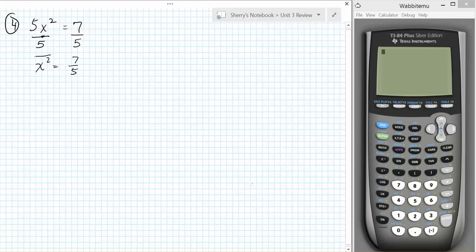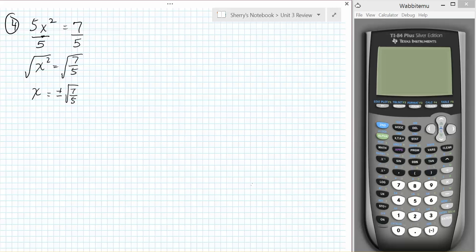To get rid of a squared, I need to take the square root of each side. On the left, the square and the square root undo each other and just leave us with the x that's inside. On the right-hand side, remember when we introduce the square root into a problem, we get both a plus and minus solution. There's 2 possible answers that come in. And so I get x is equal to plus or minus the square root of 7/5.